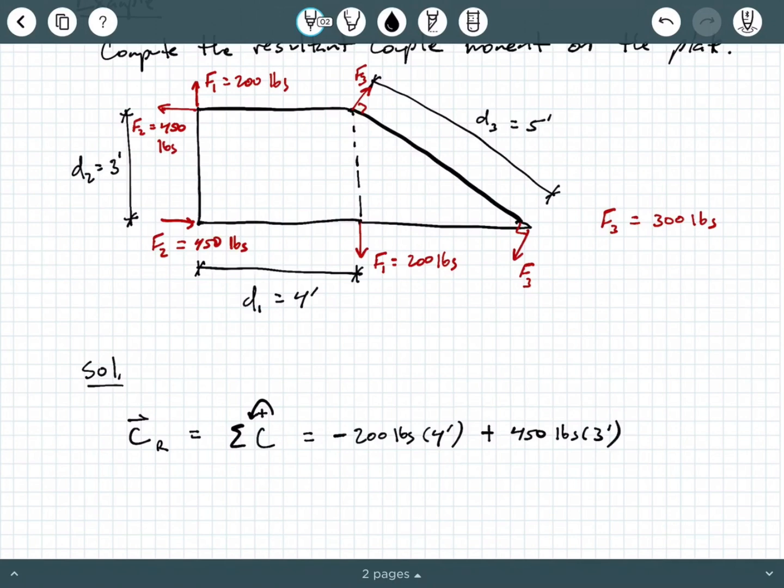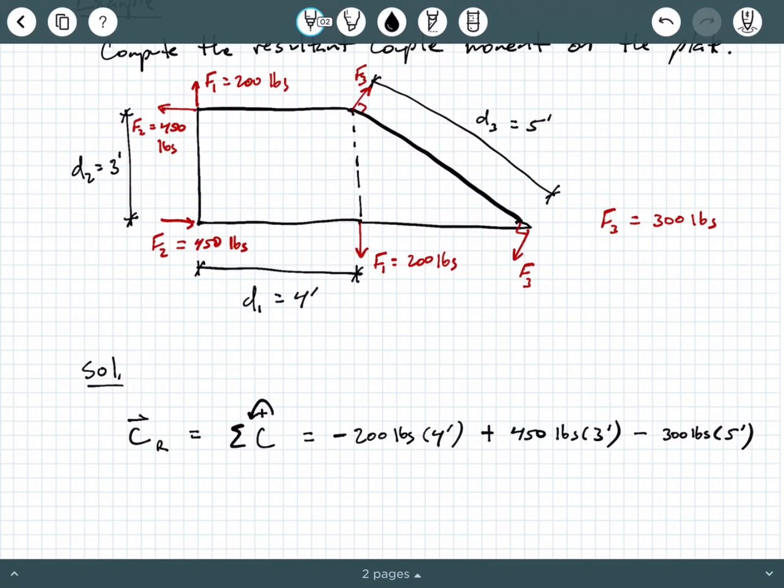And then what about the F3, the 300 pounds? So we have F3 acting perpendicular to this diagonal here and here, and it has a perpendicular distance of 5 feet in between. And if you look at how these F3s are oriented, this is causing a clockwise tendency of rotation, so that's going to be negative. So we're going to say minus 300 pounds times 5 feet.